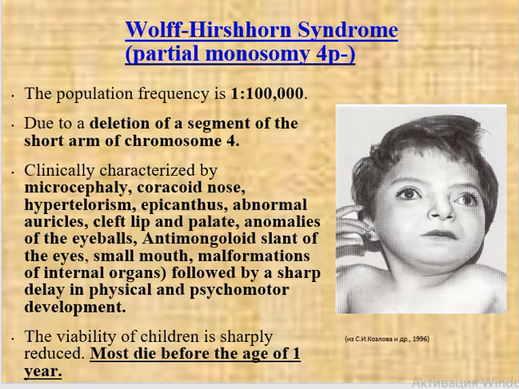Wolf-Hirschhorn syndrome, which is known as partial monosomy. The population frequency is 1 in 100,000, due to deletion of a segment of the short arm of chromosome 4. Clinically characterized by microcephaly, beaked nose, hypertelorism, epicanthus, abnormal auricles, cleft lip and palate, anomalies of the eyeballs, antimongoloid slant of the eyes, small mouth, malformation of internal organs, followed by a sharp delay in physical and psychomotor development. The viability of children is sharply reduced. Most die, unfortunately, before the age of 1 year.